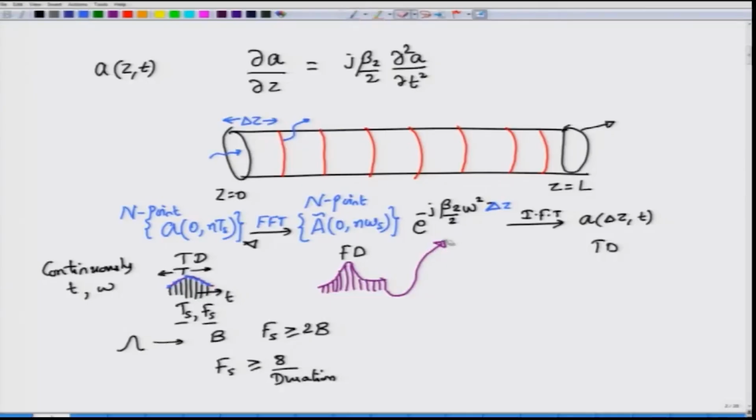So, you have to multiply by this phase factor, and multiplication by a phase factor is very simple. All you have to do is write down e power minus j beta 2 by 2, and delta z of course you know, but omega is not really the actual omega, it is n omega s, where n goes from say 0 to n minus 1 or from minus n by 2 to plus n by 2 minus 1. Whatever that is, that n omega s is what you are looking for, and it is not really omega s, but omega square, right. So, that would be n omega s square.